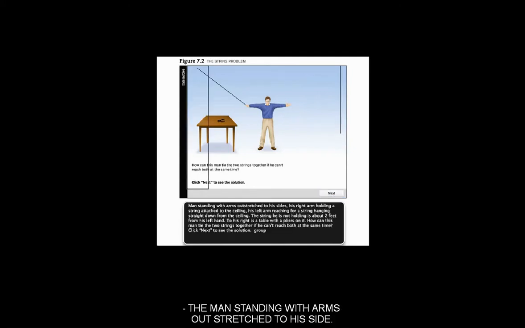Man standing with arms outstretched to his sides, his right arm holding a string attached to the ceiling, his left arm reaching for a string hanging straight down from the ceiling. The string he is not holding is about 2 feet from his left hand. To his right is a table with the pliers on it. How could this man tie the two strings together if he can reach both at the same time? Click Next to see the solution.